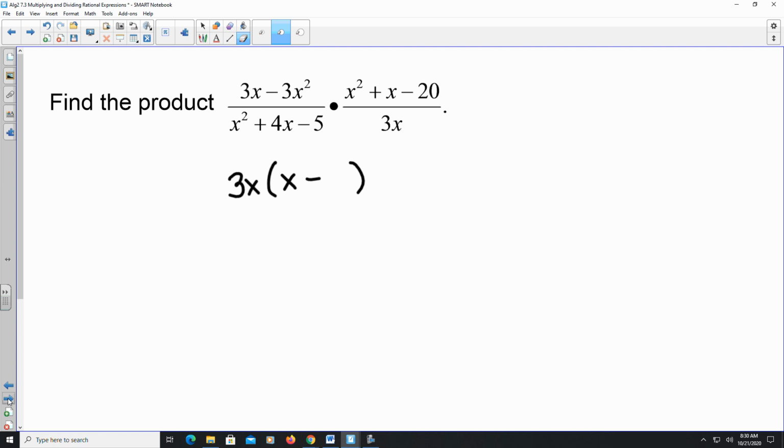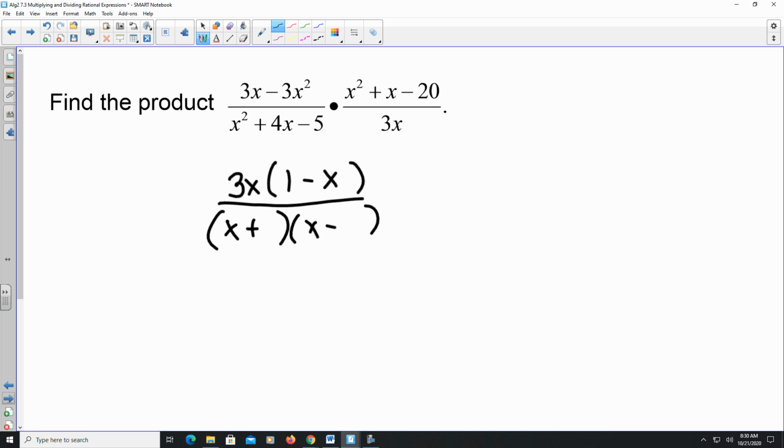actually nope, it's going to be 1 minus x. Yep. When I look at the denominator, x squared plus 4x minus 5, I can factor that like so, x here, different signs, larger numbers attached to a plus in this case, and it's going to be 5 and 1.